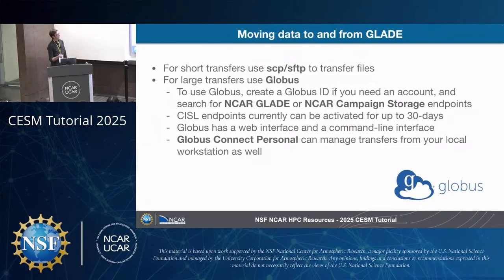So to get data on and off the system, you can use SCP or FTP for really small files. But if you're transferring large data sets or huge amounts of data, we recommend using Globus. And Globus is, again, something your home institution probably has set up. So transferring from NCAR to your home institution over Globus is typically quite fast.